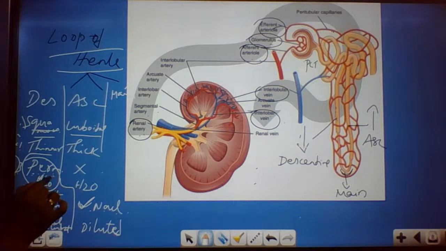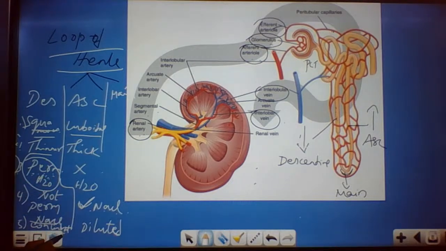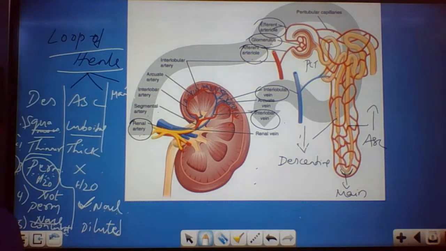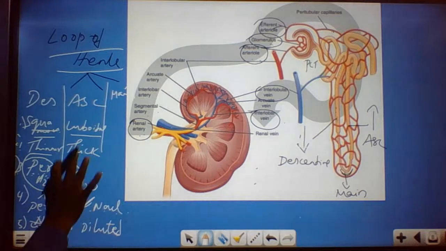Since the descending loop is permeable to water, the filtrate is concentrated here. In the ascending loop, the filtrate is diluted. This is the basic understanding for what we're going to discuss next, the countercurrent mechanism. So please pay attention to this area, the loop of Henle.